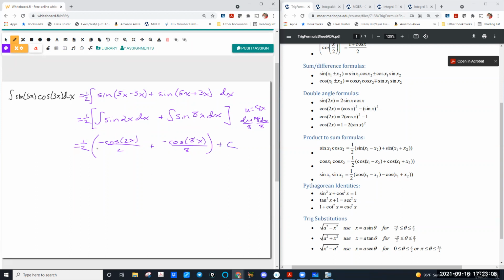Put a plus C on. Again, you can distribute the 1/2 if you want. We don't need a plus a negative. This is negative cosine of 2x over 4 minus cosine of 8x over 16 plus c. You don't have to. Again, this was a correct answer. It is the antiderivative. Okay. Questions on this problem?